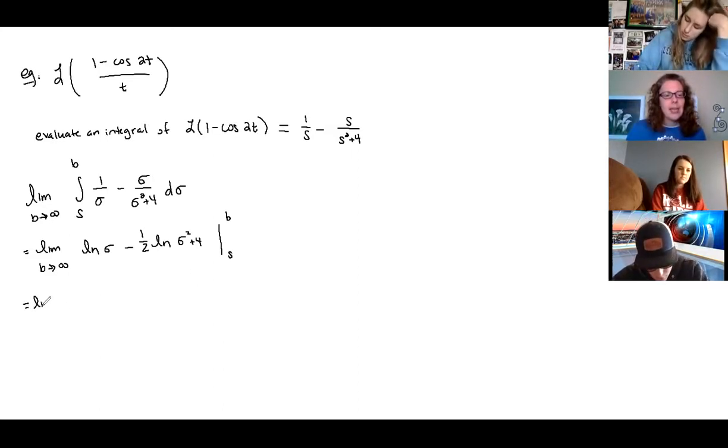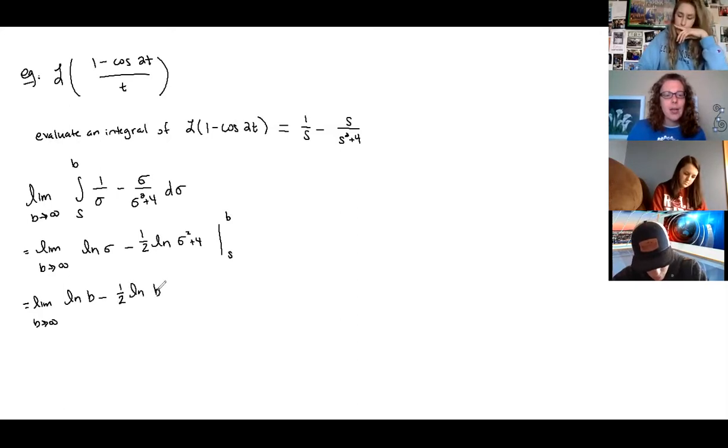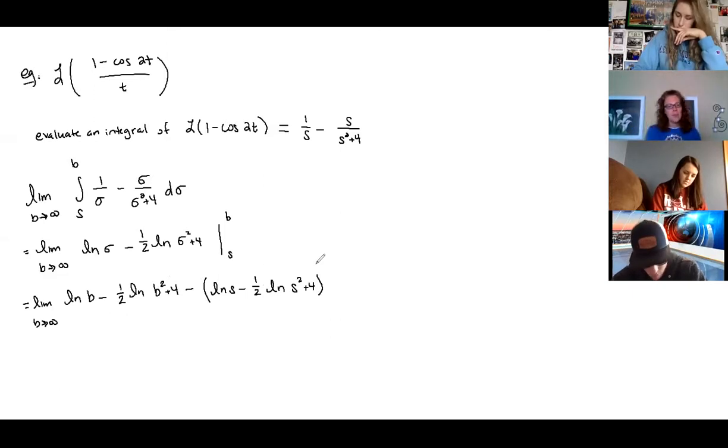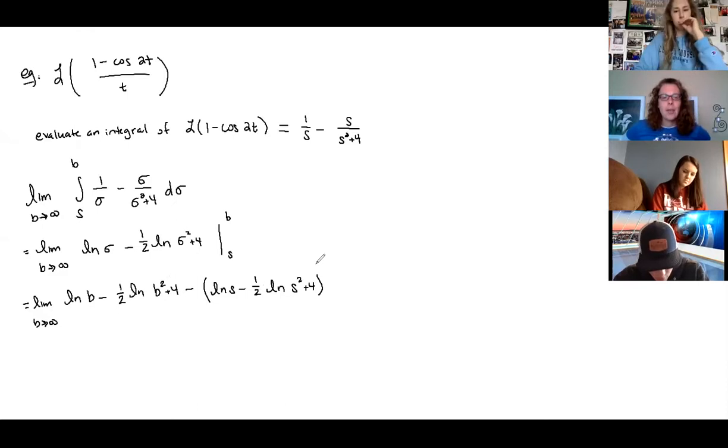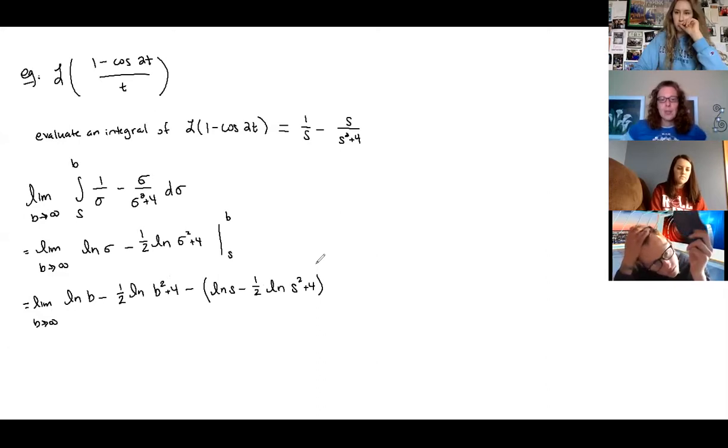Okay, plugging in. Limit as b goes to infinity, natural log of b minus 1/2 natural log of b squared plus 4. And then we've got minus the quantity, natural log of s minus 1/2 natural log of s squared plus 4. So we're plugging in b, plugging in s, and subtracting.